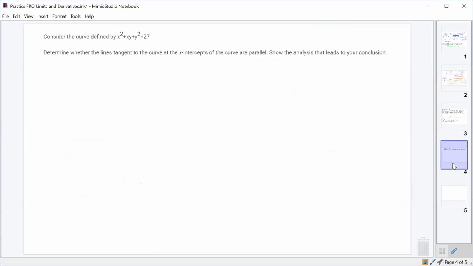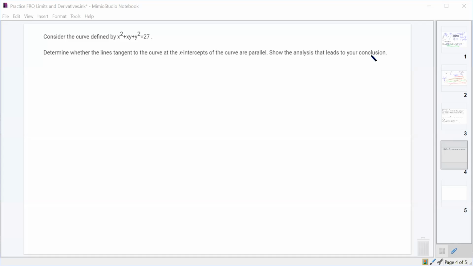So we're looking at the curve x squared plus xy plus y squared equals 27, which is an implicitly defined equation. And we want to know if the tangent lines to the curve at the x-intercepts of that curve are parallel to each other. And they want us to show all the analysis that gives us that conclusion. All right. So I feel like this is one you guys should be okay with on your own. So I'll give you about 4 or 5 minutes, and then we will come back to this and talk about it together. Sound good? All right, go for it.